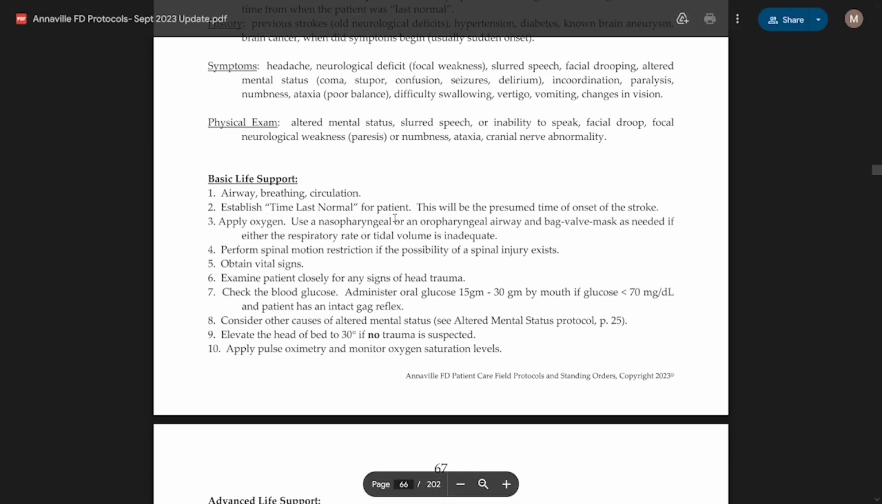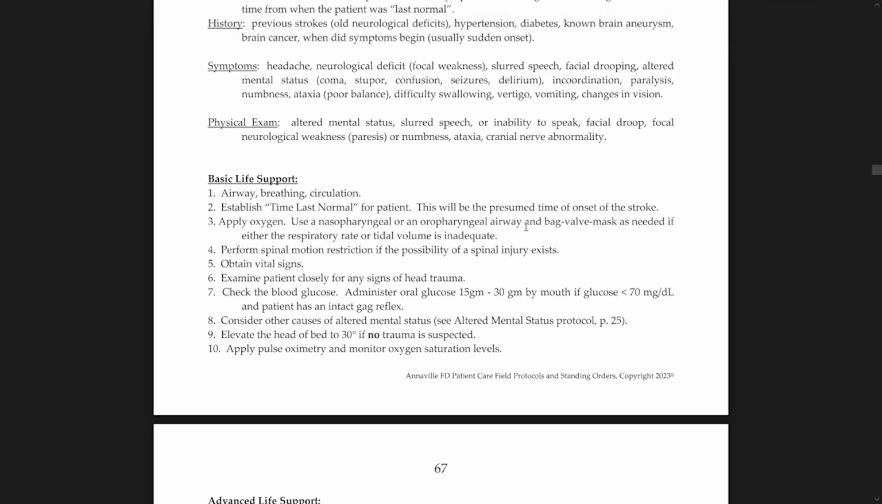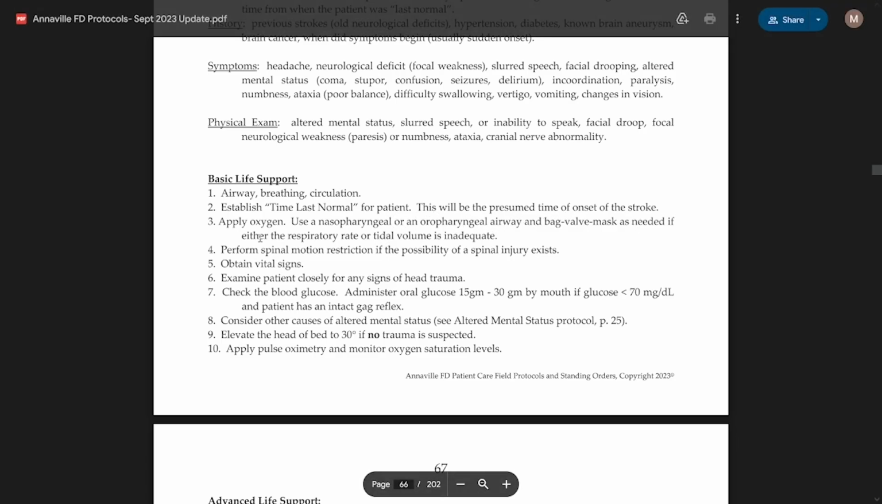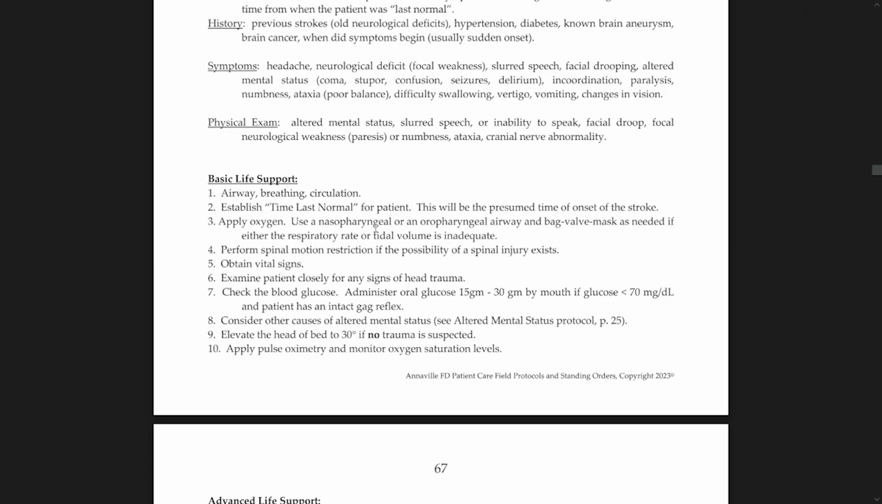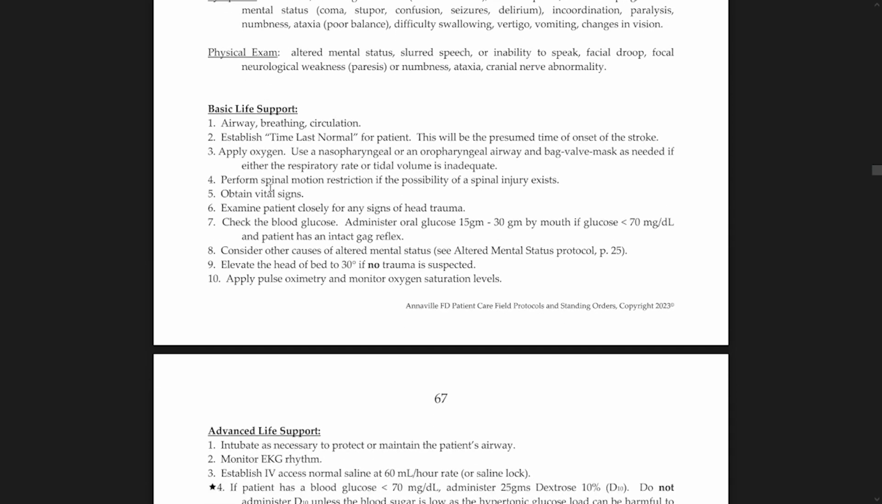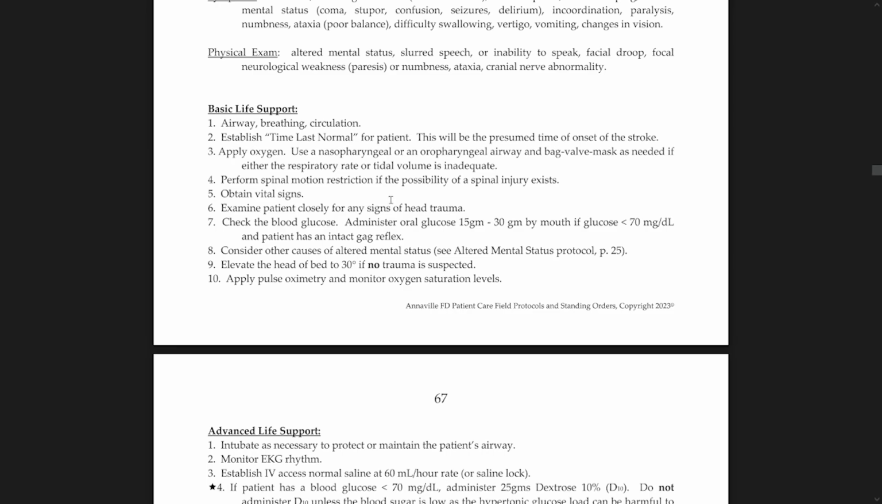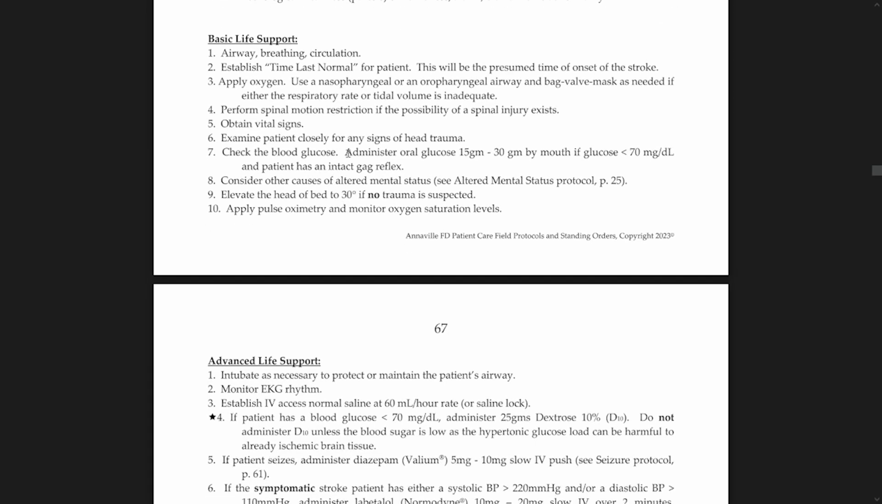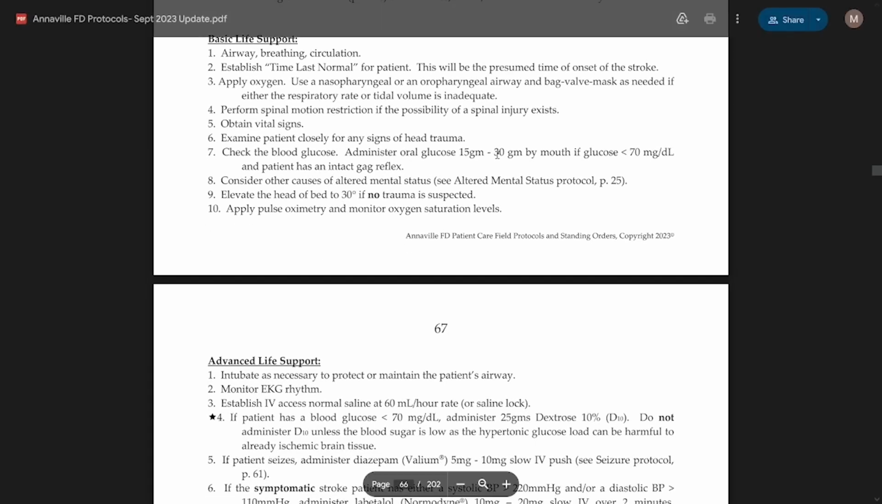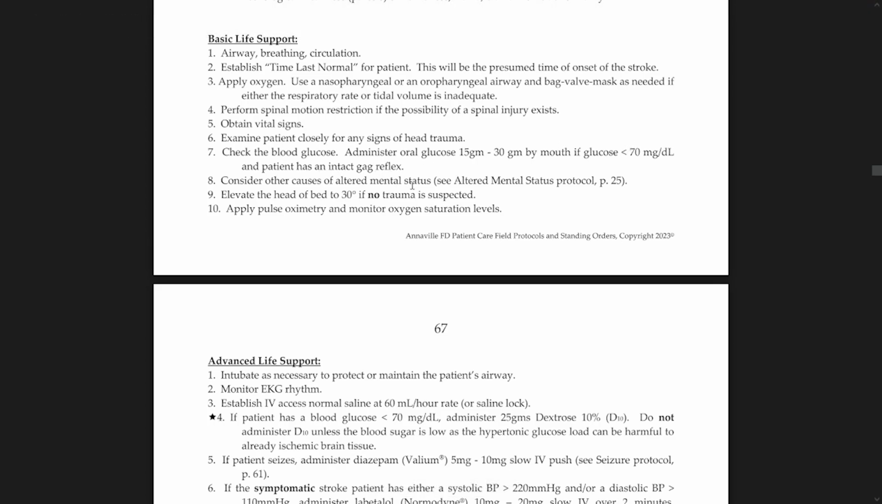Apply oxygen, use an NPA or an OPA airway device, and a BVM as needed, either if the respiratory rate or the tidal volume is inadequate. Perform spinal motion restriction if the possibility of a spinal injury exists. Obtain vital signs. Examine the patient closely for any signs of head trauma. Check a blood glucose level. Administer oral glucose 15 to 30 grams by mouth if the blood glucose is less than 70 and the patient has an intact gag reflex.